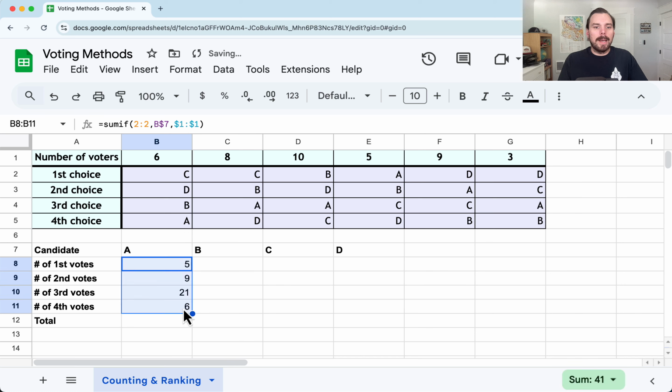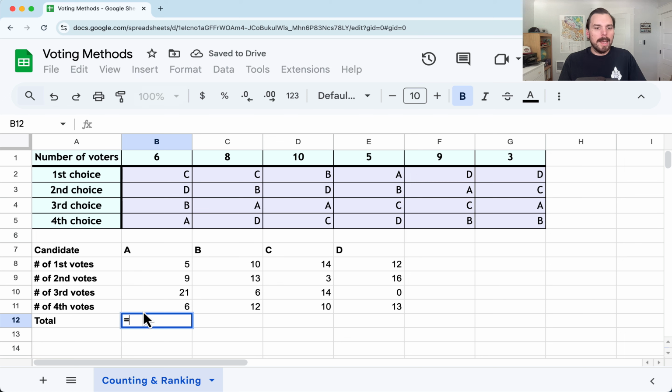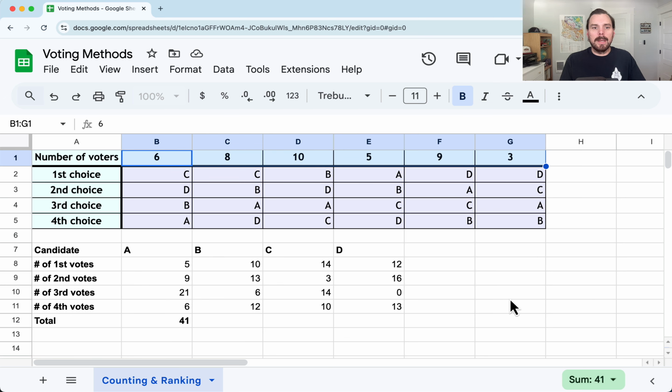Now I can fill down to find, for example, the first, second, and third choice votes for A, and fill to the right to find it for all the candidates. And I can find a sum down here to get the total number of voters. That should also be the same as if I highlight across A and find a total there.